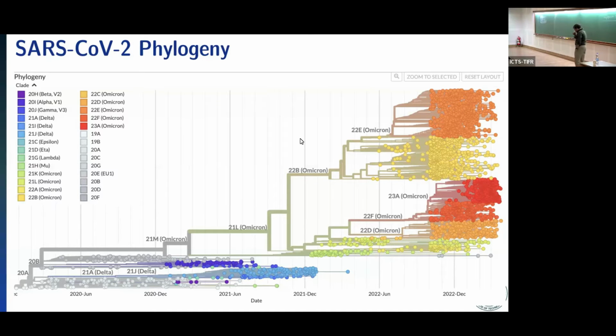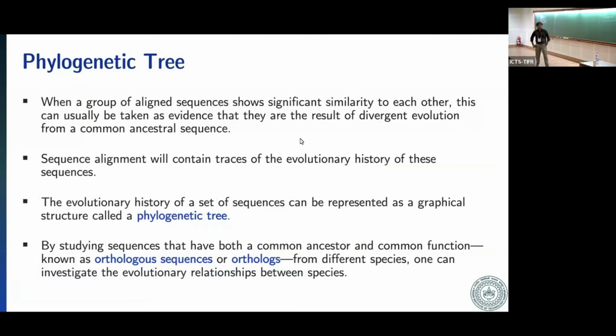Okay, so with this brief introduction, let's actually define a phylogenetic tree. How do we really define it? Essentially, the underlying principle is that there is a group of aligned sequences showing significant similarity to each other. When I say aligned sequences, I am talking about the output of a multiple sequence alignment algorithm. You start with a set of DNA sequences, or a set of protein sequences, and you have performed multiple sequence alignment using one of the existing algorithms, okay?